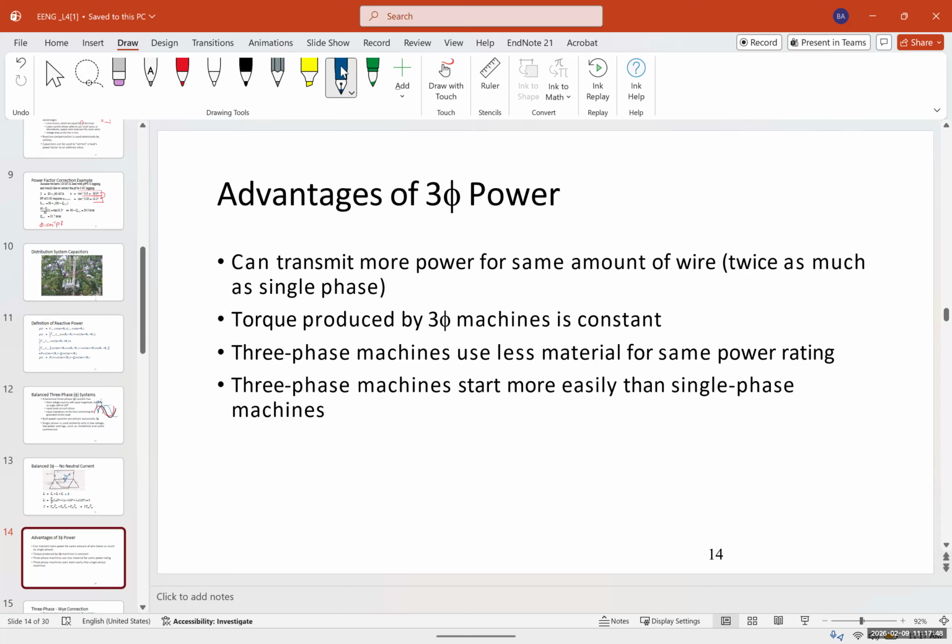The torque produced by a three-phase machine is constant, which is very important. Why? Because the difference between each phase is 120 degrees, so going from positive to negative is very smooth and continuous. Therefore, we have a constant torque. Three-phase systems and machines use less material for the same power rating. Three-phase machines also start more easily than single-phase machines.